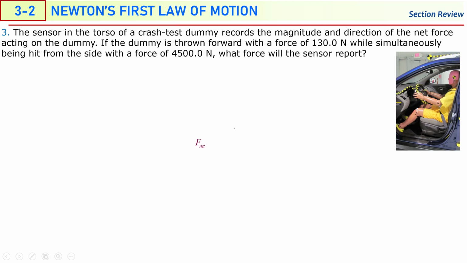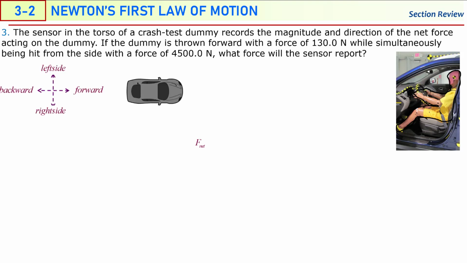Okay, now we will continue with one more problem. Problem number 3. The sensor in the torso of a car crash test dummy records the magnitude and direction of the net force acting on the dummy. The dummy is a model located inside the car to make crash tests. If the dummy is thrown forward with a force of 130 Newton while simultaneously being hit from the side with a force of 4,500 Newton, what force will the sensor report?